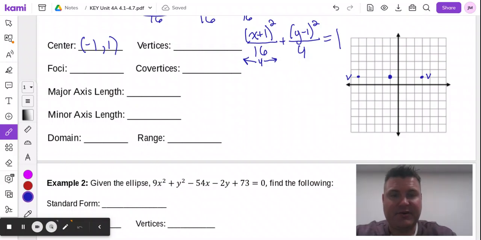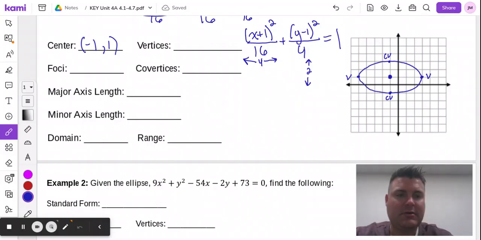And then for co-vertices, we're going to go up and down 2 for y because the square root of 4 is 2. So we're going up and down 2 for the y. Those are co-vertices. I'll write CV for co-vertices. And then we can connect everything here. So this is what the ellipse looks like. Kind of, sort of. It's not perfect, but whatever.